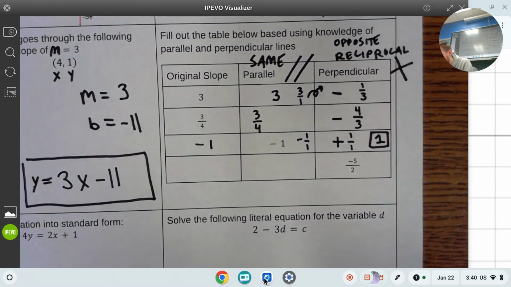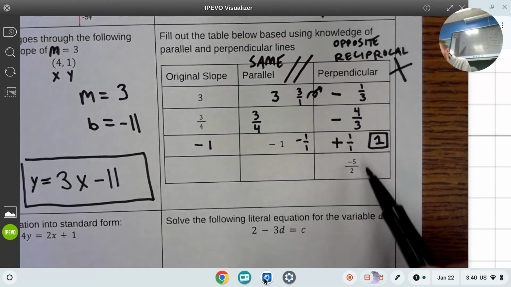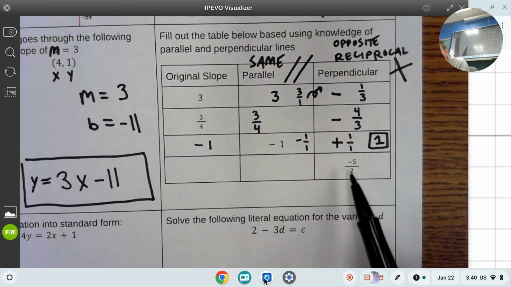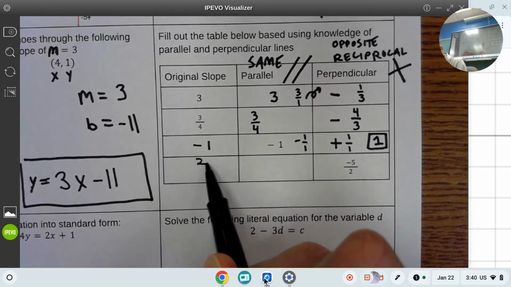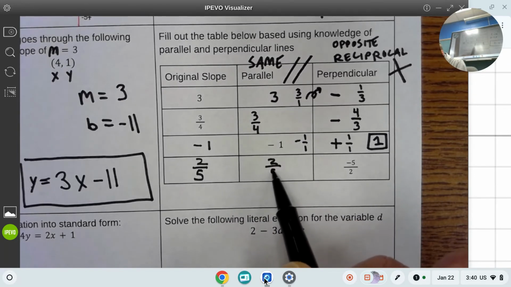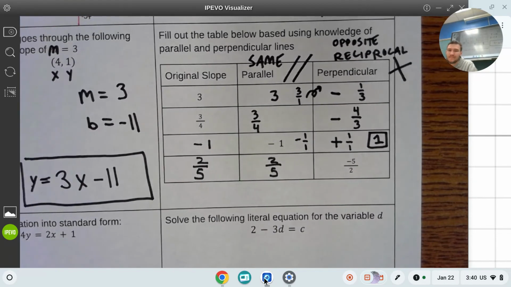All right, we're almost done. We're so close to the end. Going backwards, what was the original slope? Not quite, it should be 2 over 5. And 2 over 5, no negative, because if this one's negative, these ones need to be positive. That has to be the opposite. Always has to be the opposite.